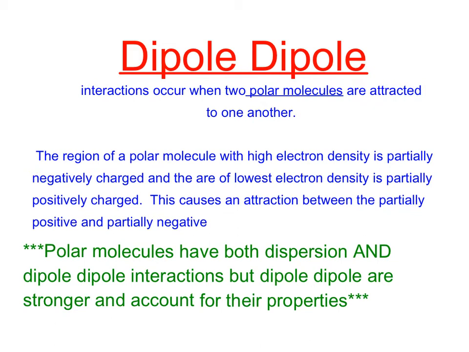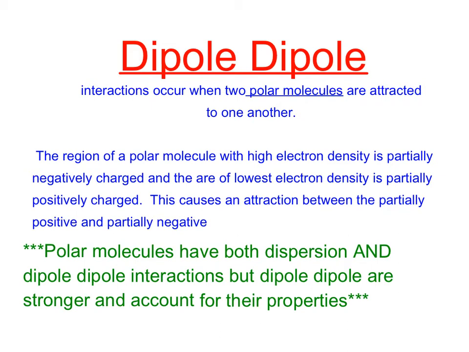Polar molecules have both dispersion and dipole-dipole, but dipole-dipole is so much stronger that we get to ignore any kind of contributions made by the dispersion forces. So yes, a polar molecule is going to have both dispersion and dipole-dipole, but because dipole-dipole is so much stronger, we get to just ignore dispersion forces.